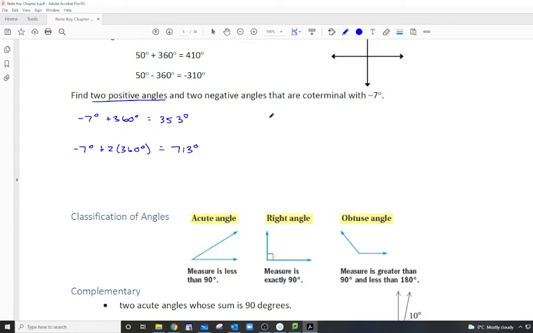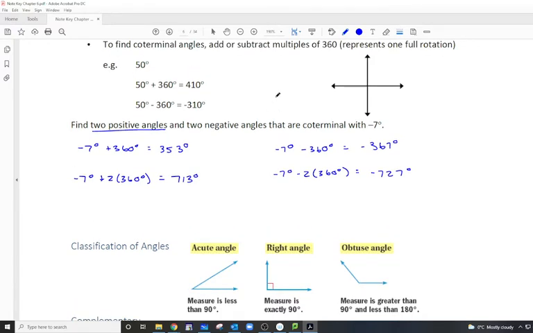Okay, so if we wanted to find negative coterminal angles, instead of adding 360, we would subtract 360. So one of my angles would be negative 367 degrees, or I could have subtracted 2 times 360 degrees, and I would get negative 7 minus 2 times 360, negative 727 degrees. So there are 2 positive coterminal angles and 2 negative coterminal angles.